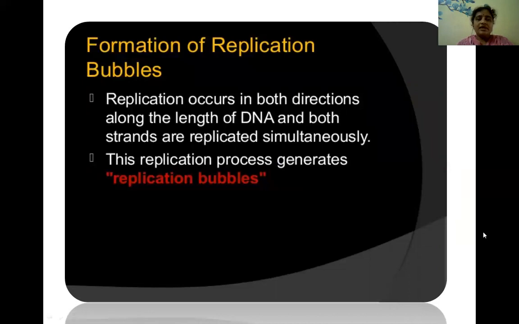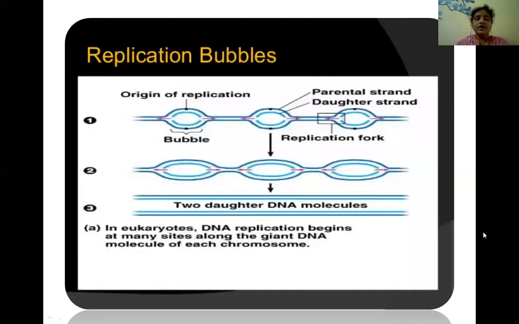Formation of replication bubbles. Some bubbles occur during the replication process. Replication occurs in both directions along the length of the DNA and both strands are replicated simultaneously. This replication process generates replication bubbles, which is very clear in this picture. Replication bubbles in eukaryotes show so many bubbles. DNA replication begins at many sites along the giant DNA molecule of each chromosome.